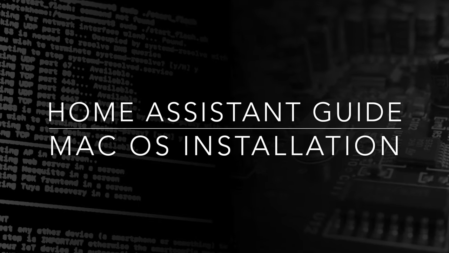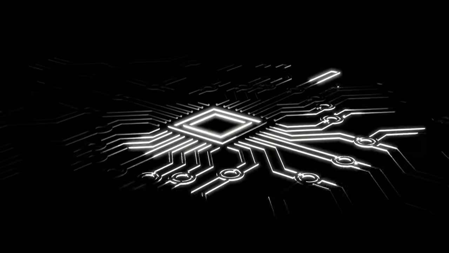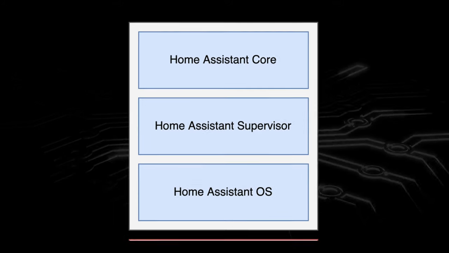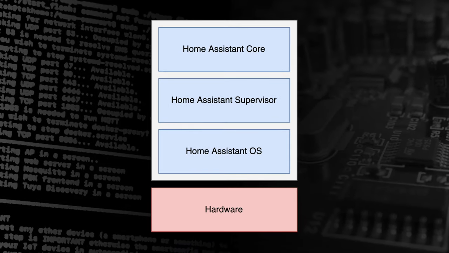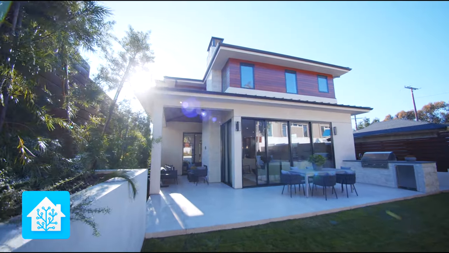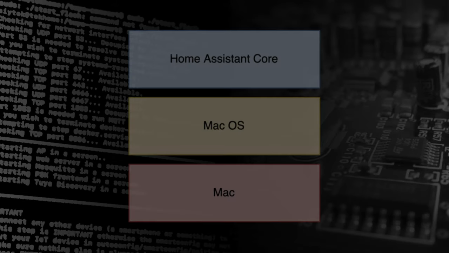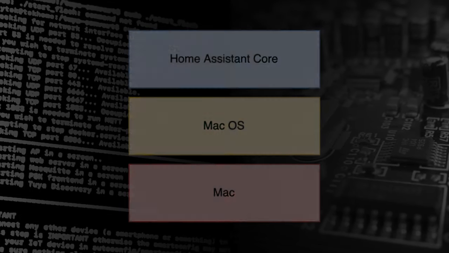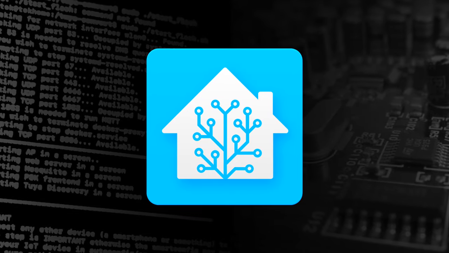This video will teach you how to install and run Home Assistant on Mac OS. There are two key components to Home Assistant, the core and the supervisor. Mostly all users will require both components to be installed in order to have a fully featured Home Assistant experience. It is possible to run the Home Assistant core natively on Mac OS, however, running Home Assistant without the supervisor would not be recommended for most users.